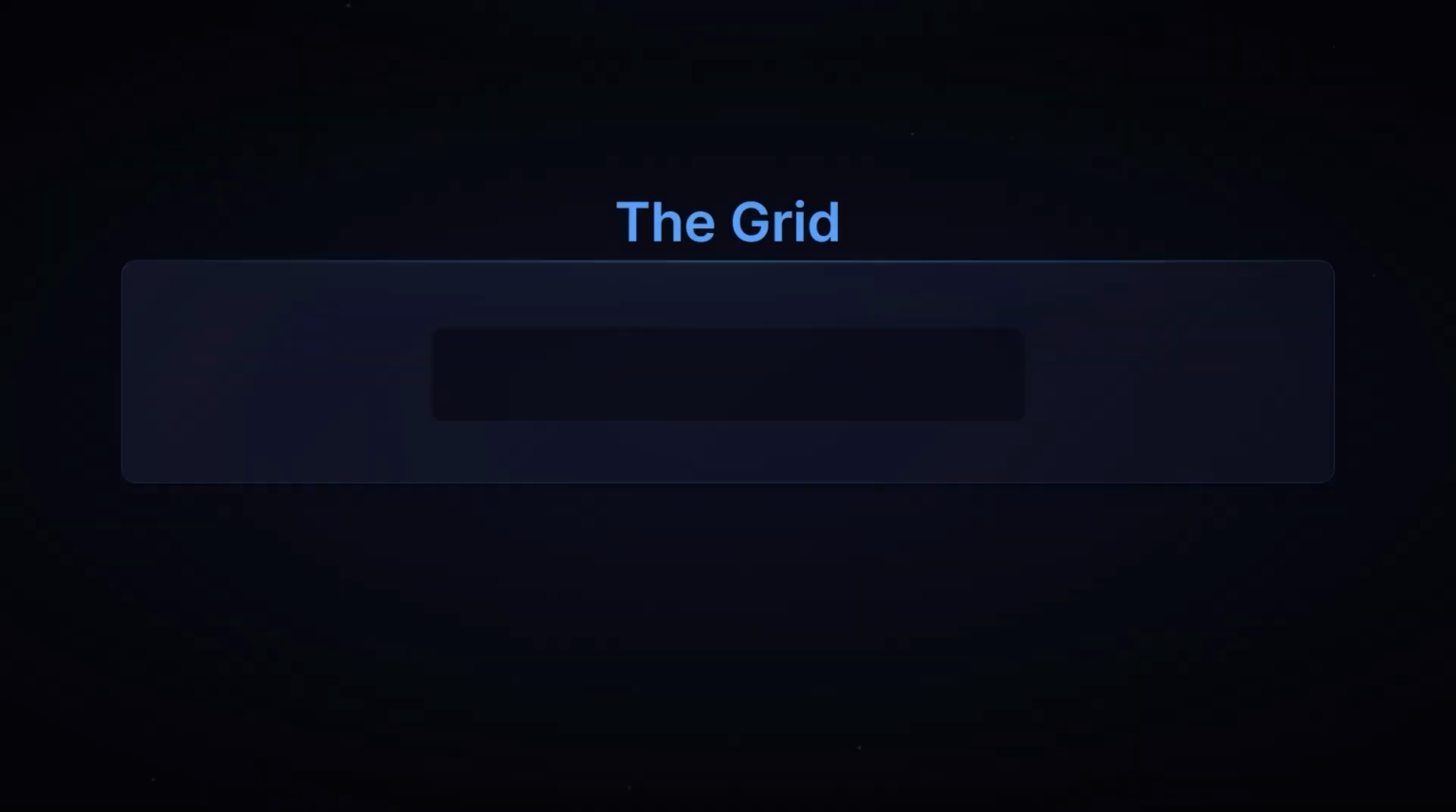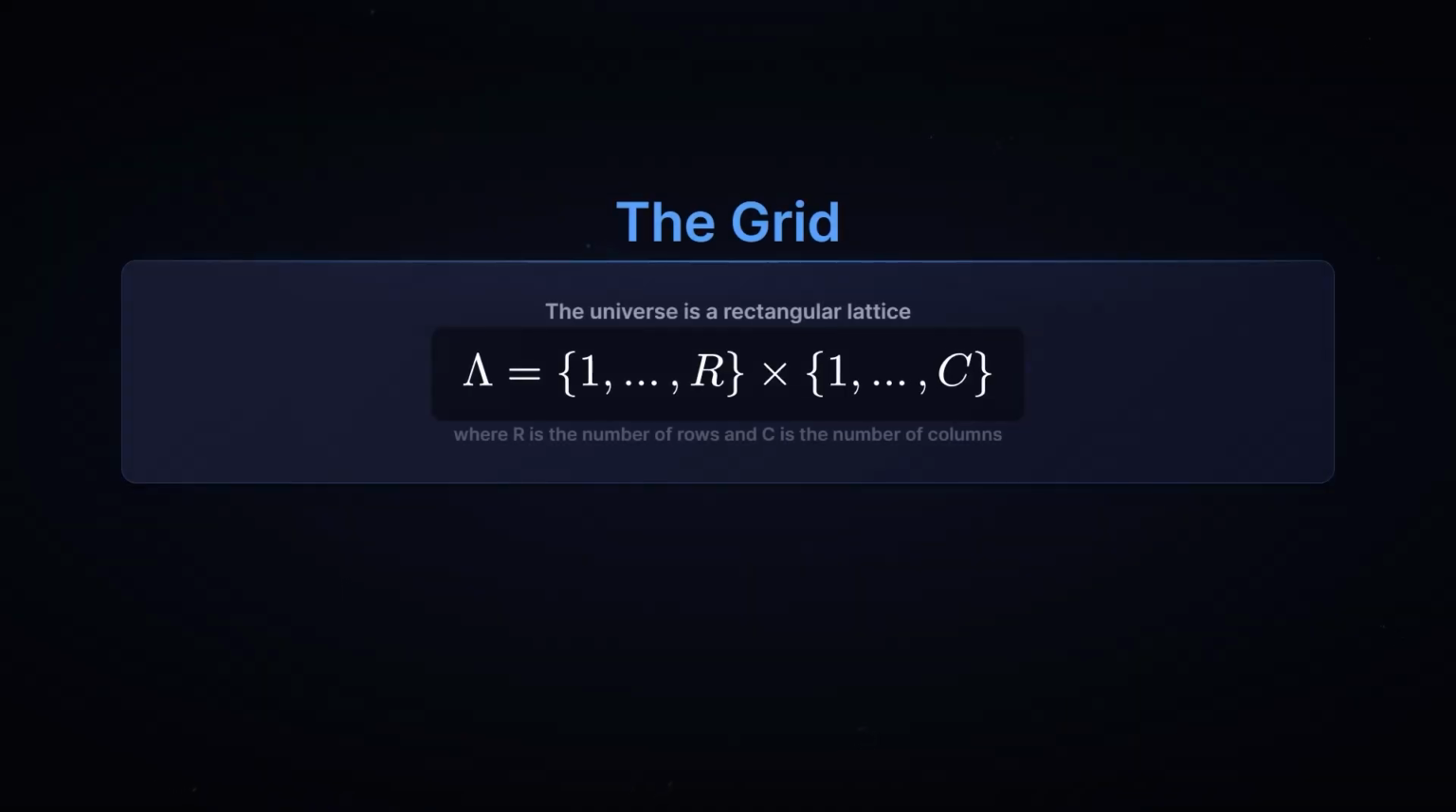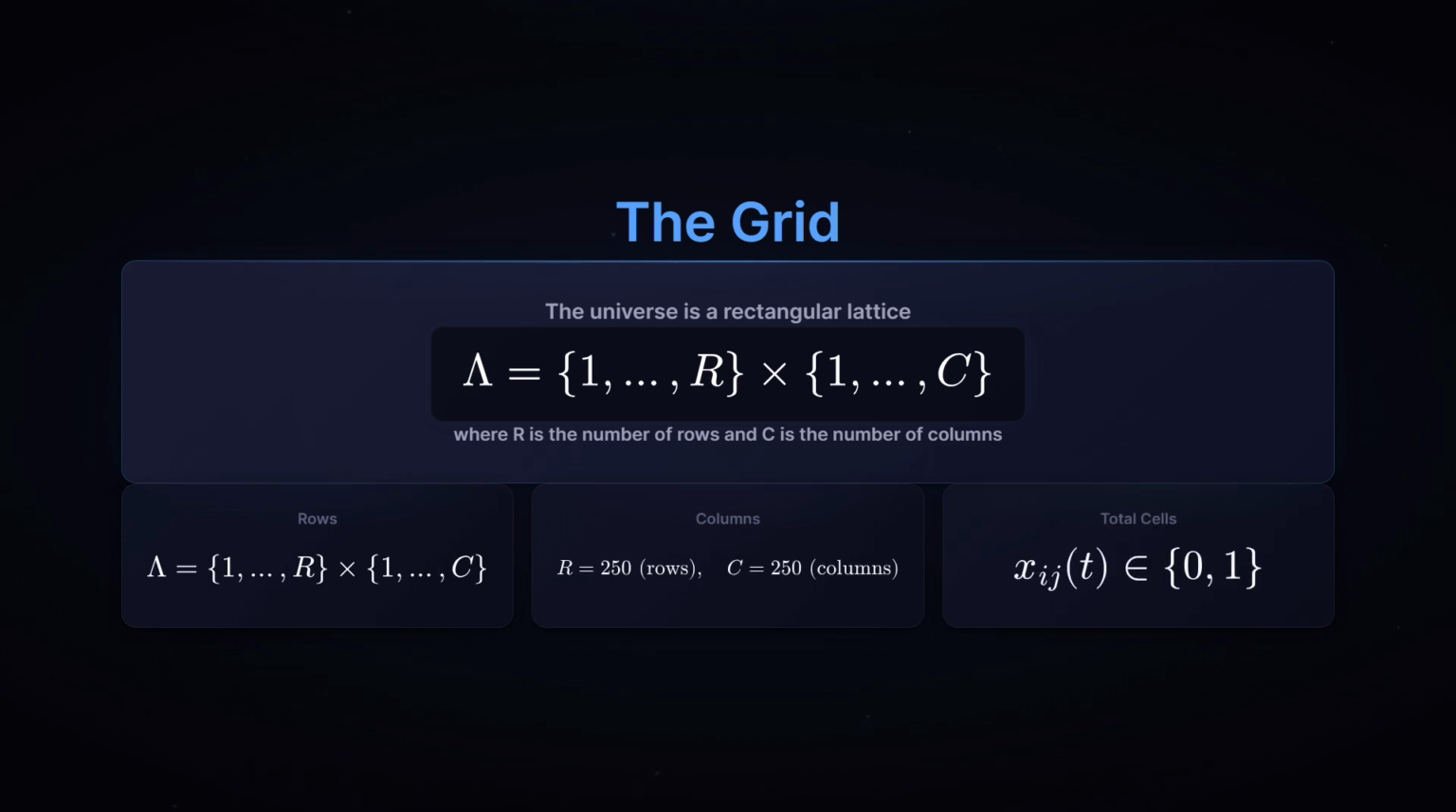Imagine a square grid. In this example, the grid has 250 rows and 250 columns. Mathematically, this is called a discrete lattice. Each location on this grid has a unique position. Every position contains a single cell, and every cell has only two possible states, alive or dead. We represent these two possibilities using binary numbers. A value of 1 means the cell is alive. A value of 0 means the cell is dead.